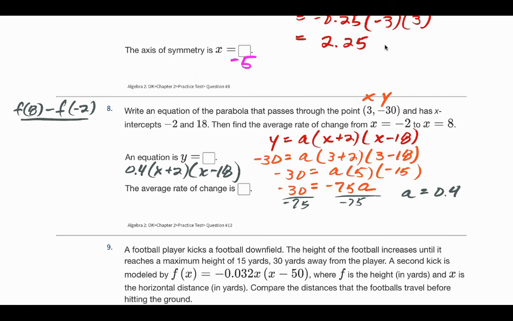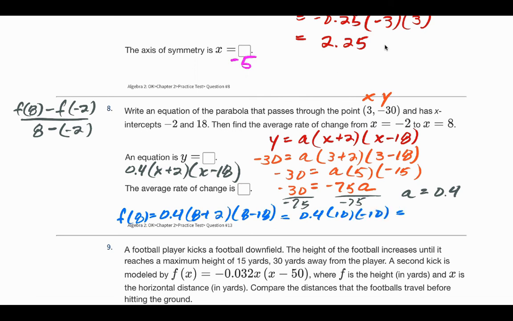And again, the bottom is the x's, so x minus, again, a negative 2. So we need to find our f of 8. Our f of 8 we're going to say is 0.4. Again, we're plugging in 8 for x, so we'll get x plus 2, and we'll have 8 minus 18. All right, which is 0.4 times 10 times negative 10, which is negative 40.